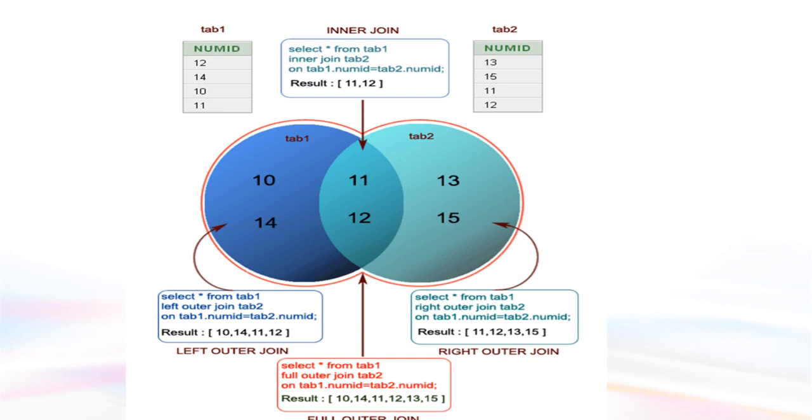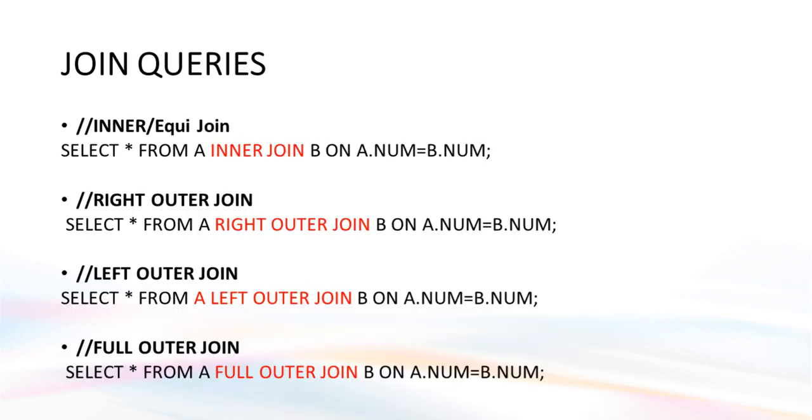And right outer join: select star from A right outer join B on A dot num equal to B dot num. This will give the records from the right table which are not there in the second table, and also the common records. Similarly, left outer join will give the records which are there in B but not in table A, and also the common records. Full outer join will give you all the records from right outer join as well as left outer join.